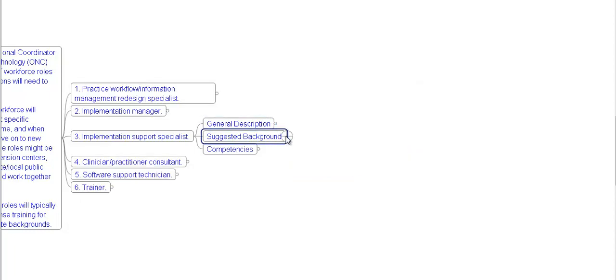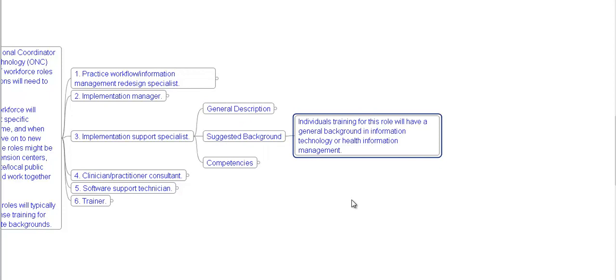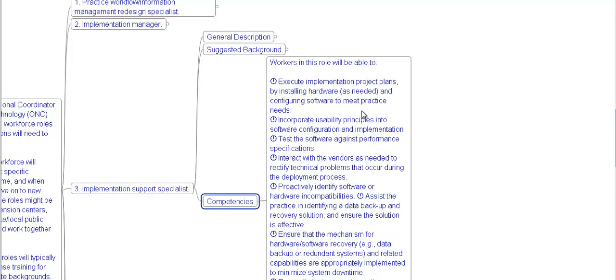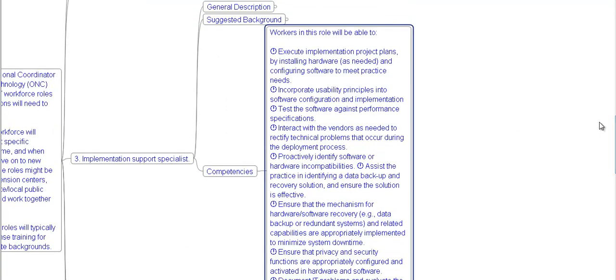Suggested background. Individuals training for this role will have a general background in information technology or health information management. Competencies. Workers in this role will be able to execute implementation project plans by installing hardware as needed and configuring software to meet practice needs. Incorporate usability principles into the software configuration and implementation. Test the software against performance specifications. Interact with the vendor as needed to rectify technical problems that occur during the deployment process.